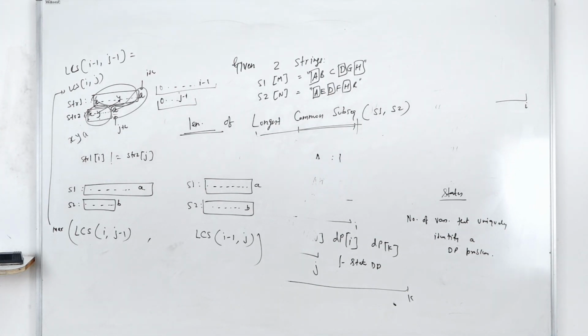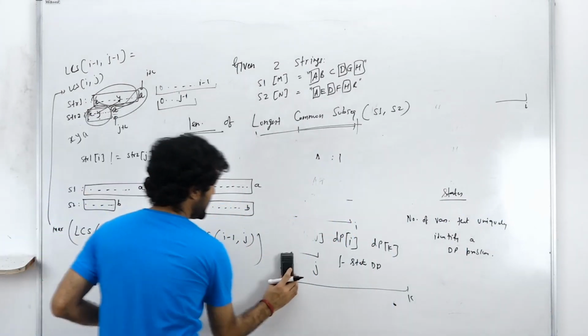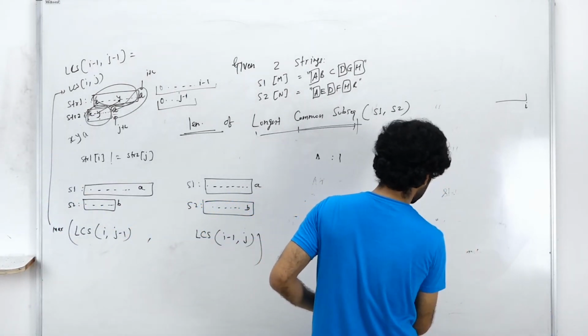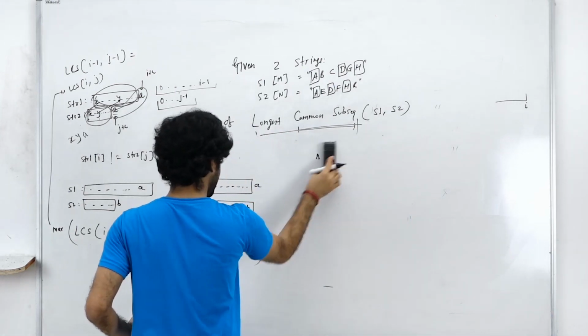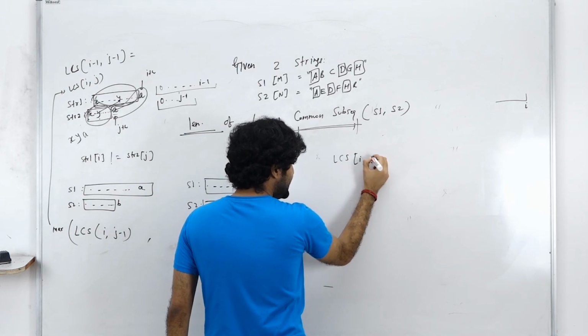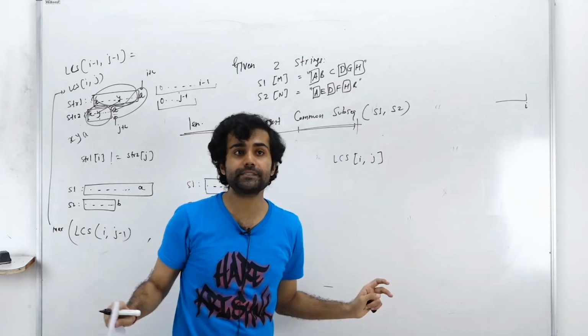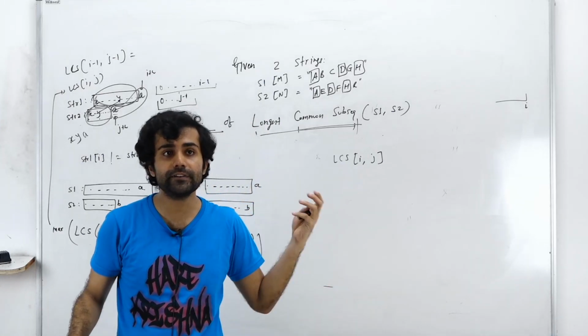Does this second case of no match make sense to everyone? Yes or no? Okay, cool. So technically what am I doing? I'm going to write the things down over here. So if I have to find LCS ij, guys, unless you are completely clear with the definition of this, please do not move ahead. Here the definition is very important.